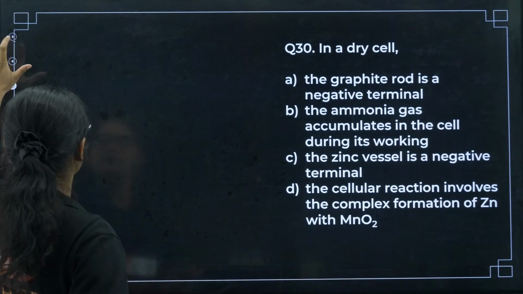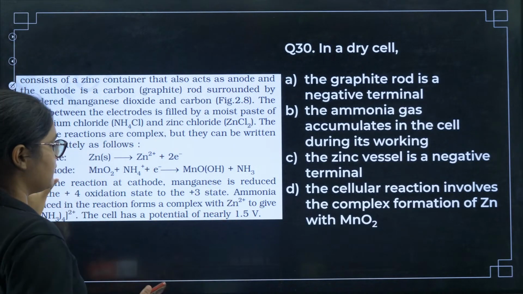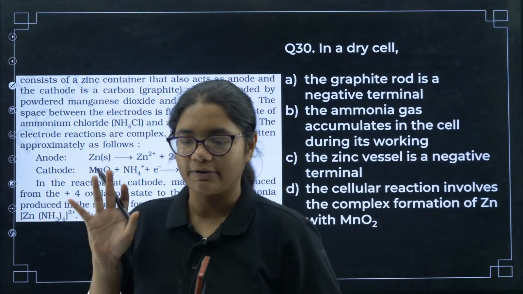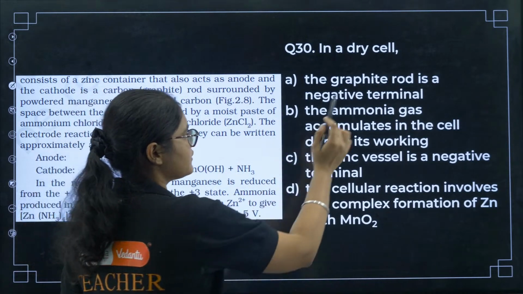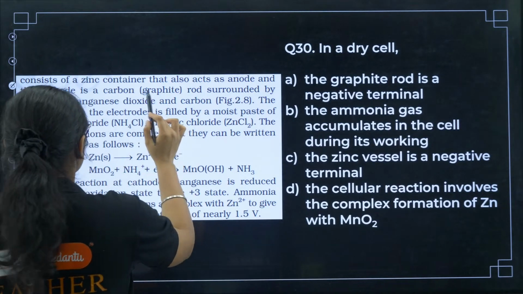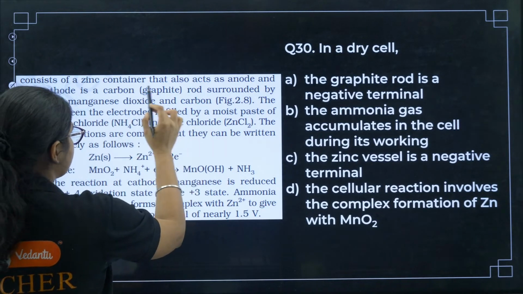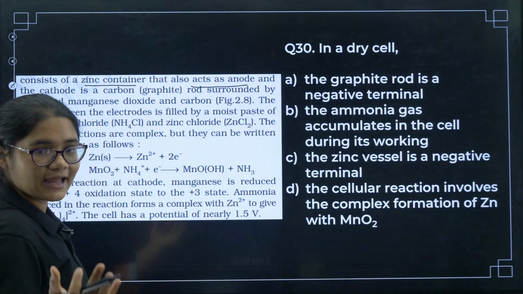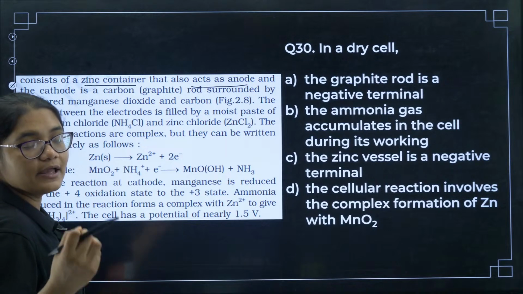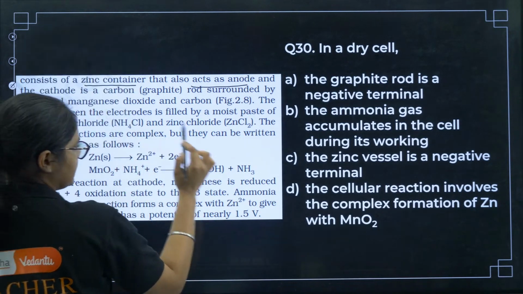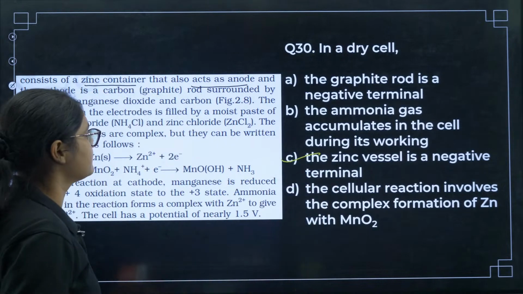Let me show you here. This is the paragraph that is given about the dry cell. You can read it, and from here we can find out the answer. So, graphite rod is a negative terminal? No, let us see. Here you can see it consists of a zinc container that acts as an anode. So zinc will act as an anode, and if it is acting as an anode, it will lose electrons and it will be a negative terminal. So I can easily tell that option number C is the answer.